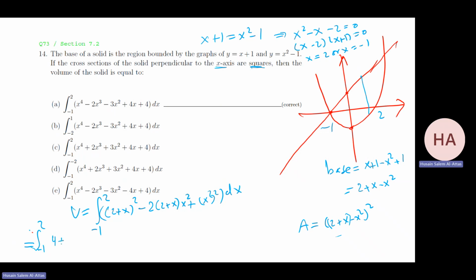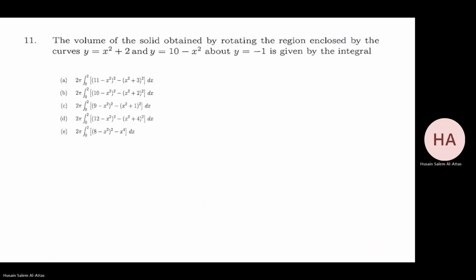Open this: 4 plus 4x plus x squared, minus 4x squared, right? 2 times 2 times x squared, minus 2x cubed plus x to the power 4, dx. Now let me join the things. I have x to the power 4, x cubed, I have only this, minus 2x cubed. This is the x squared. So that gives me minus 3x squared plus 4x plus 4 dx, which is this one.